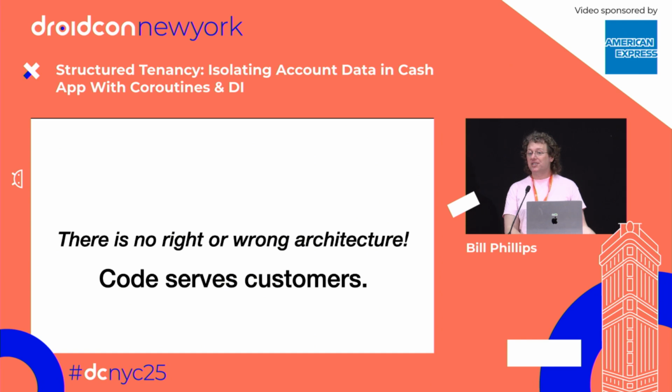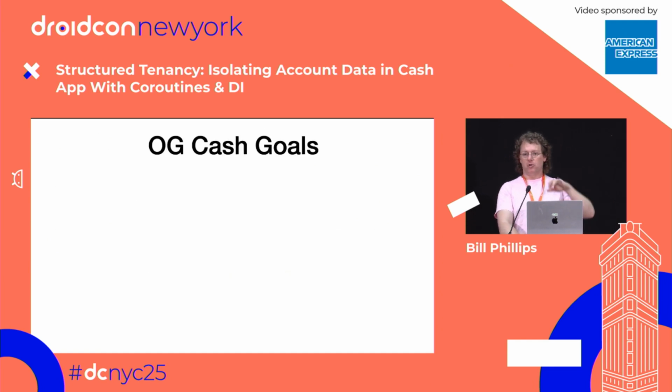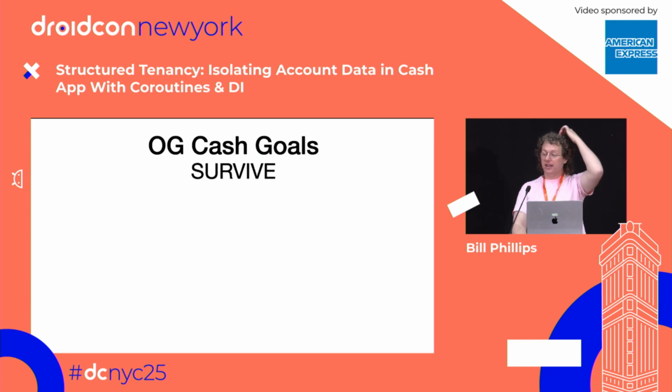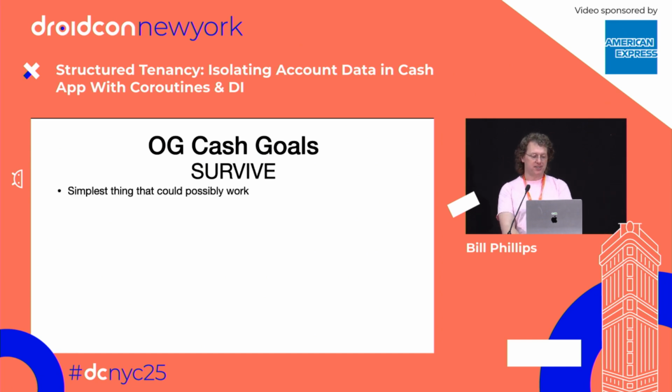So what were our needs at the time that we built this? Well, the old cash goals, first and foremost, like any early company, is to survive. We lived inside of Square, but our survival was not guaranteed. I wasn't around for this phase, but I was kind of towards the end of the beginning of things. I was there. So we kind of built the simplest thing that could possibly work, as evidenced by this.